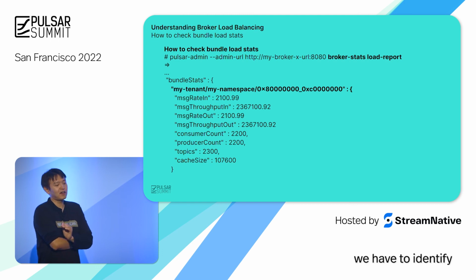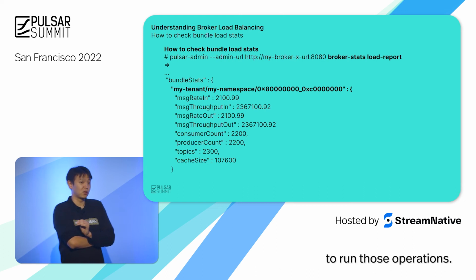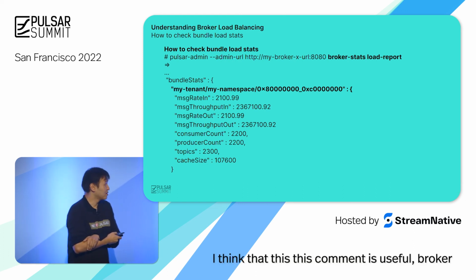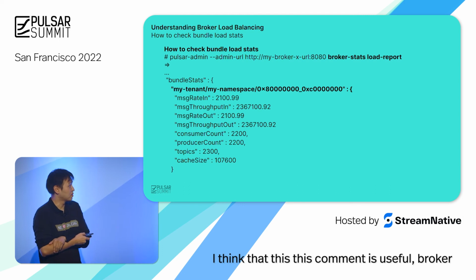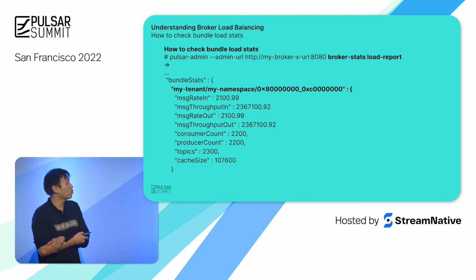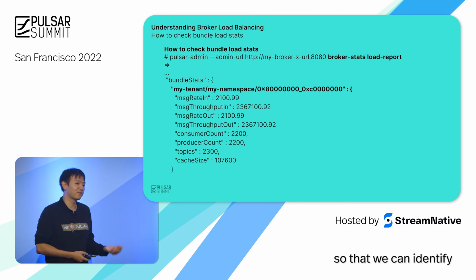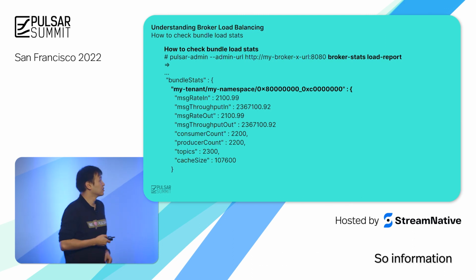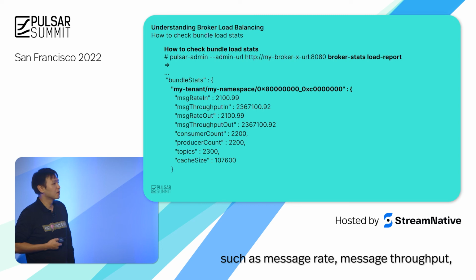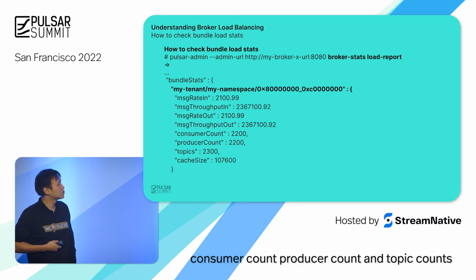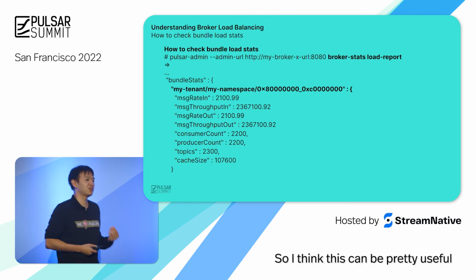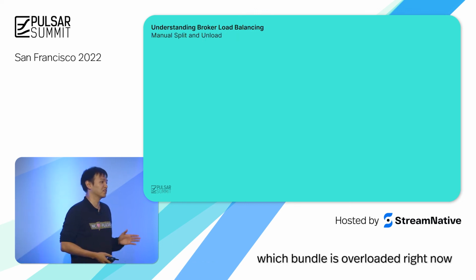Then first, we have to identify which broker or which bundle is overloaded to run those operations. I think this command is useful, broker-stats load reports. Along with broker level load information, it actually prints individual bundle load information so that we can identify which bundle is currently overloaded. So information such as message rate, message throughput, consumer count, producer count, and topic counts. So I think this can be pretty useful to identify which bundle is overloaded right now.